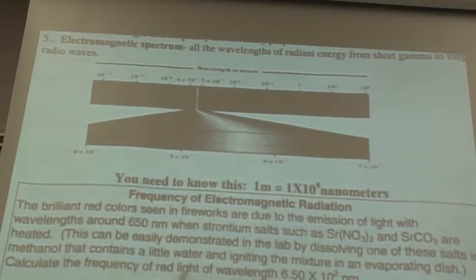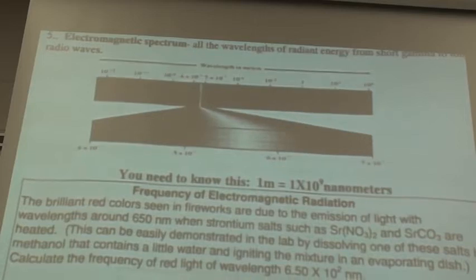Calculate the frequency of red light that has a wavelength of 6.5 times 10 to the second nanometers. Well, so far the only equation we know is the speed of light is equal to the wavelength times the frequency. We know the speed of light is a constant 3.00 times 10 to the 8th meters per second.